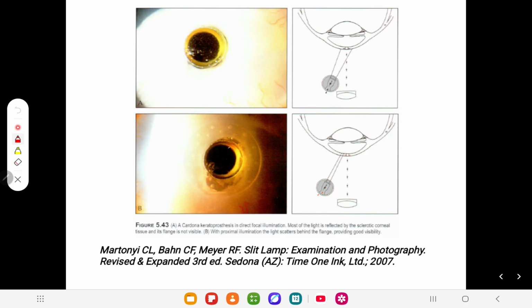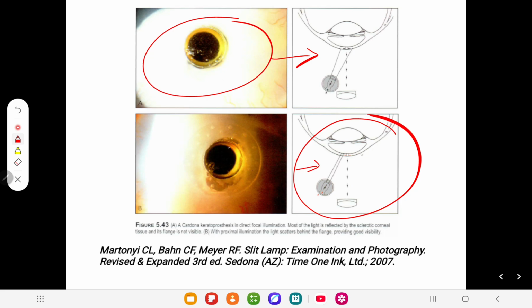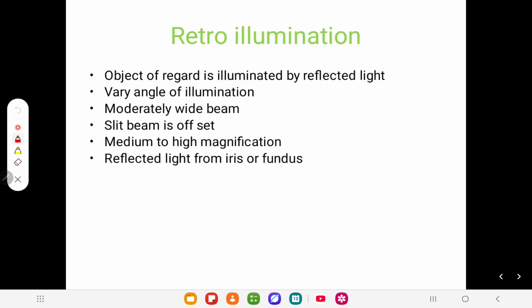So can you see in this case, proximal illumination? This picture, even diagrammatically, can you see? This is not proximal retroillumination; it's a direct illumination. So this is how it looks. Basically, it's a Cardona prosthesis. But now, can you see diagrammatically, it's proximal retroillumination, and then it's visible, isn't it? This small structure is also visible. The visibility of the images goes higher. That's why in proximal illumination the light is scattered behind the flange. So that's the proximal illumination.